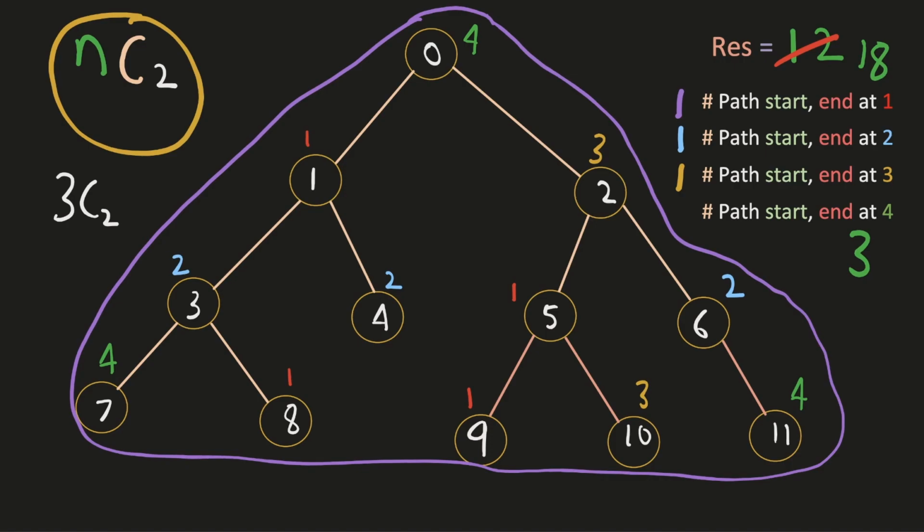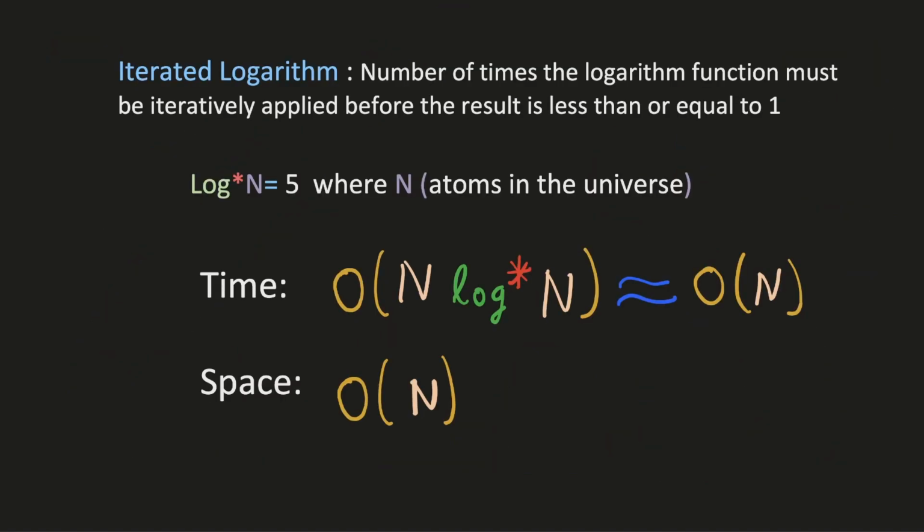The time complexity of our union find algorithm would be n into iterated logarithm of n. This part will be very small because we are using path compression for our find method. So we can also consider it to be O of n. And the space complexity would be O of n because we have to store the parent for each node.